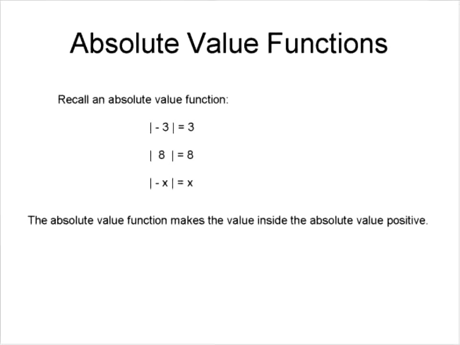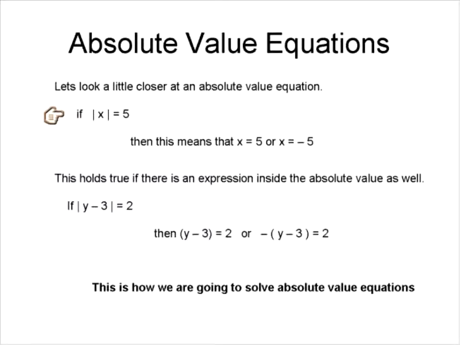An absolute value function makes the value inside the absolute value a positive. So that's what the function does: it takes whatever's inside and makes it positive. So -3 becomes +3. If it was +8, it stays +8. If it was -x, it becomes +x. So let's look at an absolute value equation.